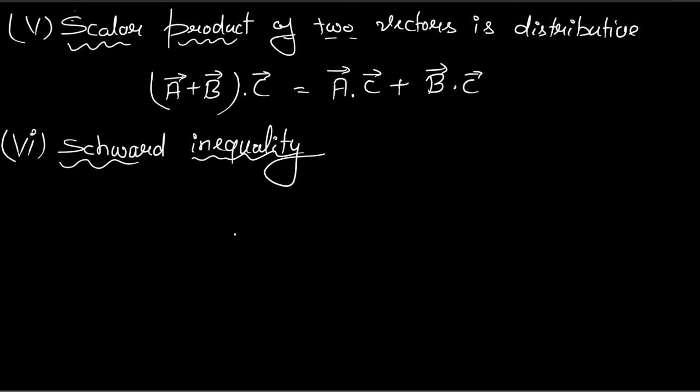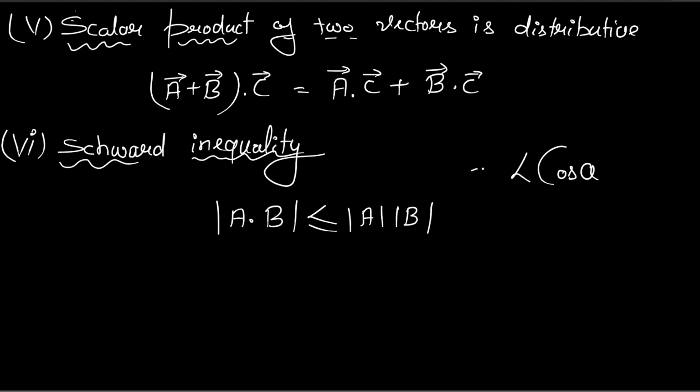You can also change the position. Schwarz inequality. What this inequality says is that the magnitude of a dot b vector is always less than or equal to a vector magnitude into b vector magnitude, because in a dot b comes the cos theta. If you take out the magnitude, cos theta value is nothing but in between -1 to 1.